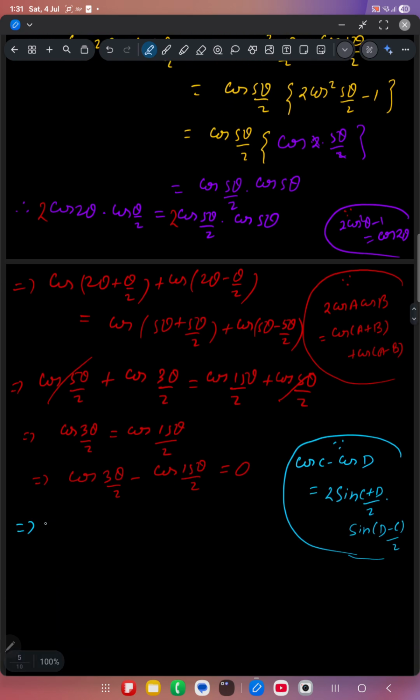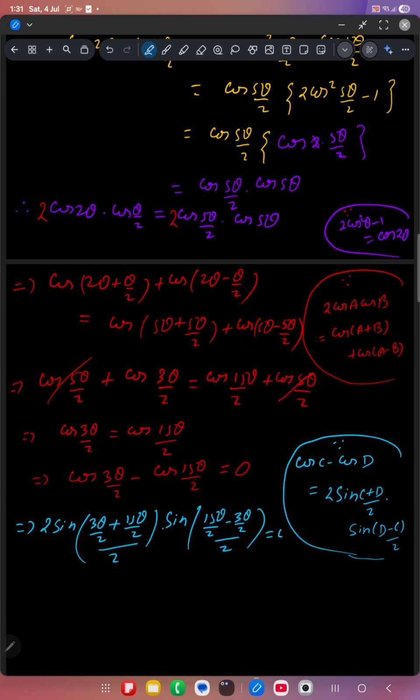Then we will get 2 sin of (C plus D)/2, meaning (3θ/2 plus 15θ/2) divided by 2, times sin of (D minus C)/2, meaning (15θ/2 minus 3θ/2) divided by 2, is equal to 0. So this will give you 2 sin, if you calculate 15 plus 3, 18, 18θ/2, 9, so 9θ/2.